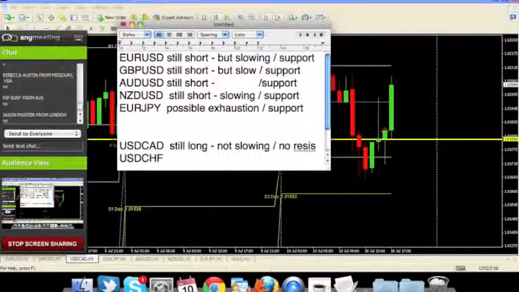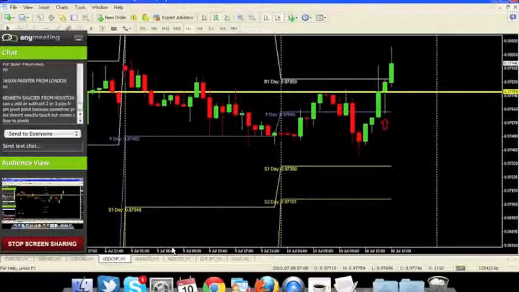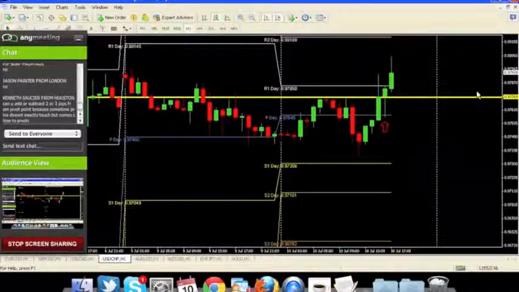Okay. US dollar CAD is telling us that it still got steam. It still wants to keep going. It's not tired. Going up. US dollar Swiss franc. Okay. We have a different story here. Is this an exhaustion? Is this clear enough to tell you that the market's going to go short? Is this an exhaustion?